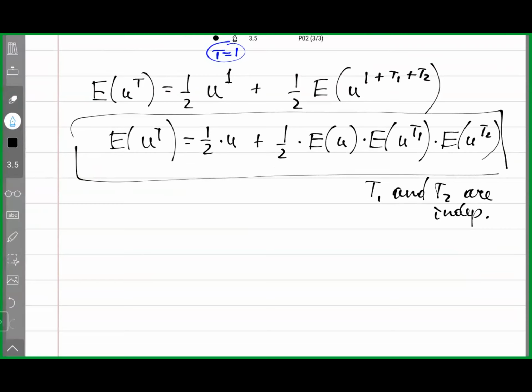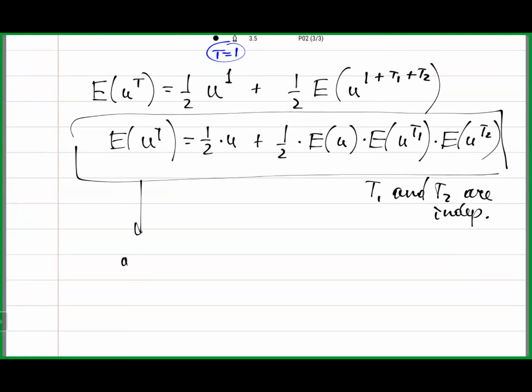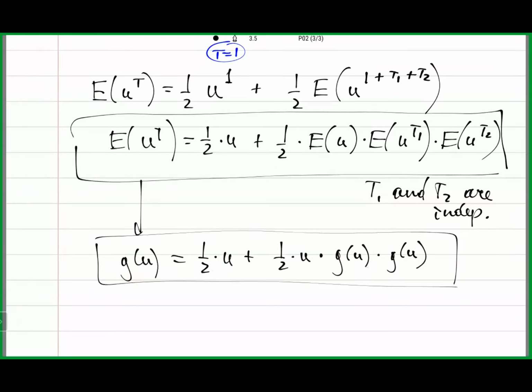I almost completed the solution of the problem. There are some technical tricks, but we are almost done. We say that g of u, the function we are searching for, is 1/2 times u plus 1/2 times u times g of u times g of u. And this function g of u contains all the probabilities we are trying to find.